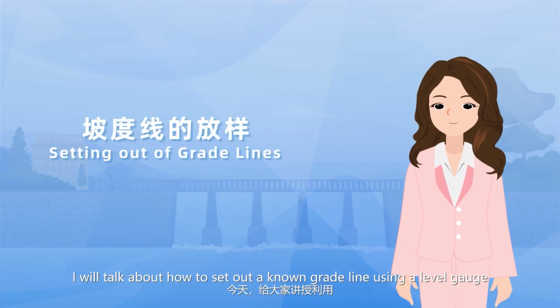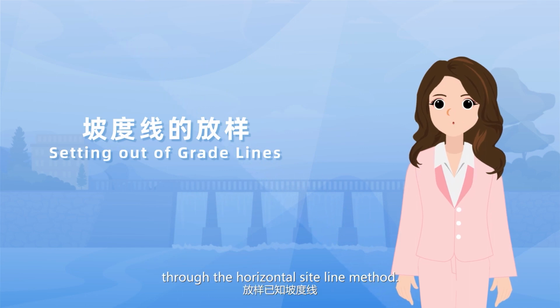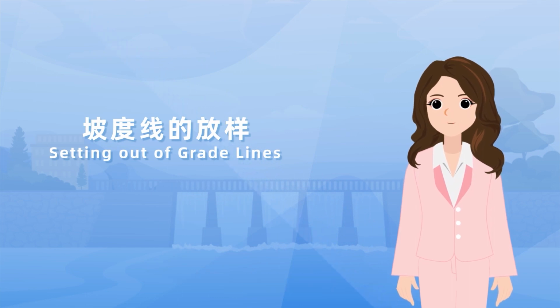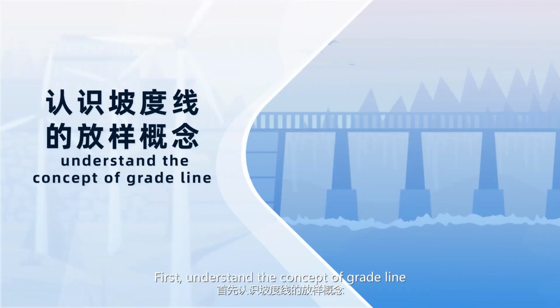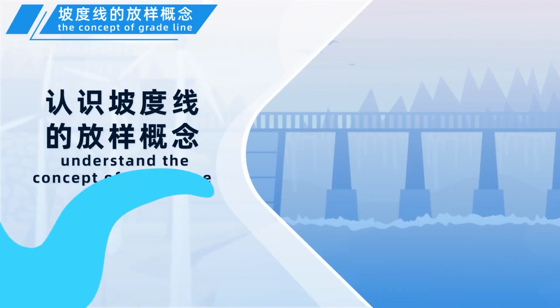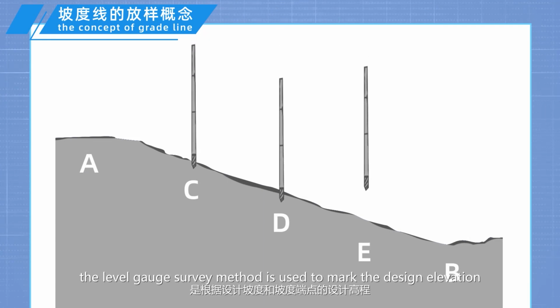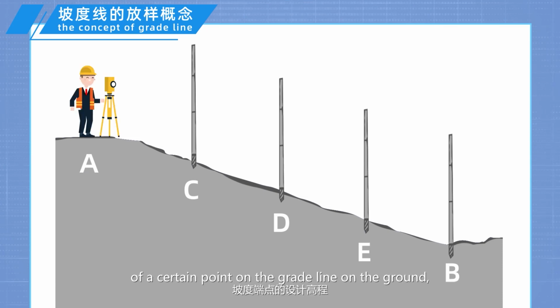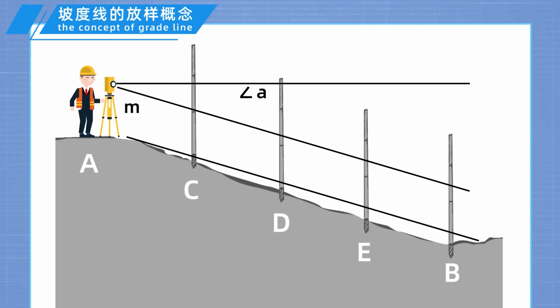Today, I will talk about how to set out a known grade line using a level gauge through the horizontal sightline method. First, understand the concept of grade line. In the event of the setting out of a known grade line, the level gauge survey method is used to mark the design elevation of a certain point on the grade line on the ground based on the design grade and the design elevation of the grade endpoint.